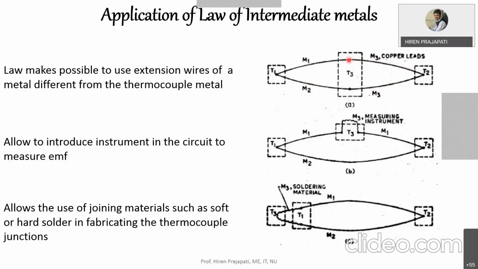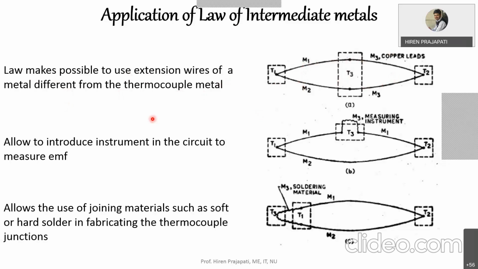But if you keep both the junctions at the same temperature, then as per the intermediate law, the EMF generated by M1 and M2 will not change, right? So the law makes it possible to use extension wires of a metal different from the thermocouple metal. Otherwise, if you use the same material M1 and M2 for a long distance, then the cost will increase. So this is helpful to us to reduce the cost of the thermocouple, right?